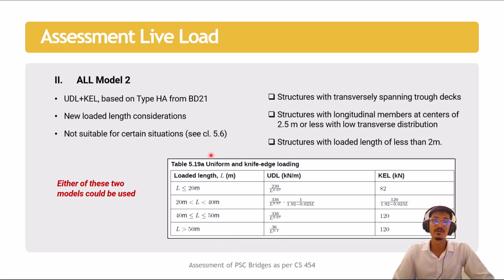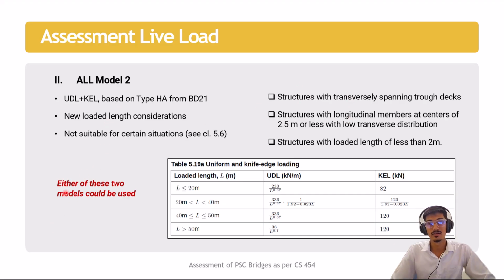So the next one is the all model 2. So all model 2 is like, you can say, a combination of uniform plus knife edge loading or a single axle one. So we shall see that later. So here, this is like a UDL plus knife edge loads. It is not suitable for certain conditions, which you can see over here, for structures with transversely spanning trough decks or structures with loaded lengths less than 2 meters.